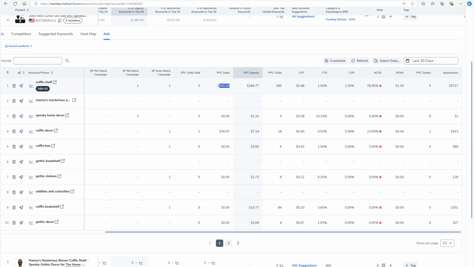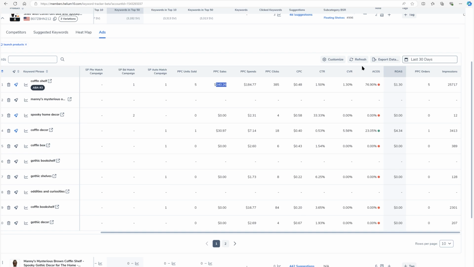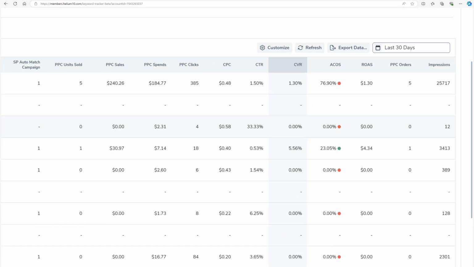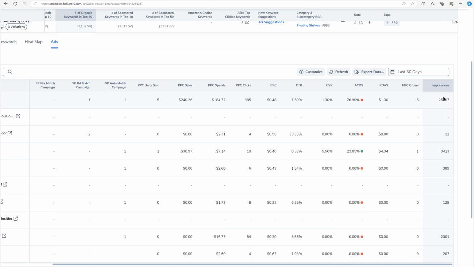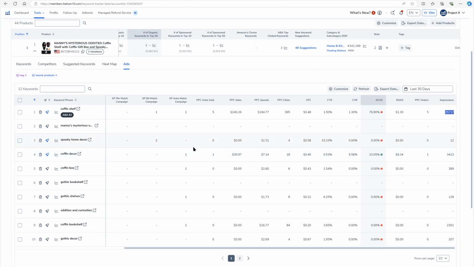It's not that great. I actually had to spend $184 to get these $240 of sales. How many clicks did I have for this keyword? Oh my goodness gracious. In the last 30 days for the words coffin shelf, I got 385 PPC clicks. What was my cost per click? What was my click-through rate? What was my conversion rate? What was my ACoS? What's my ROAS? So this is super, super cool, guys. Also, it's showing me how many impressions. Look at that. I had 25,000 PPC impressions across all my campaigns in this time period for this keyword on this product. So it's really, really cool information here.